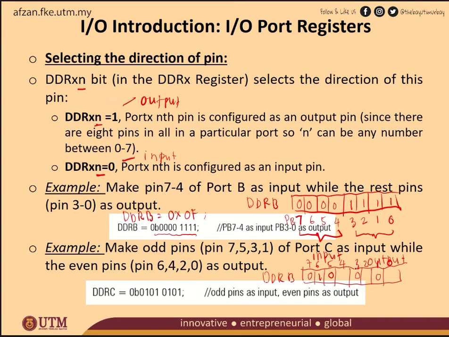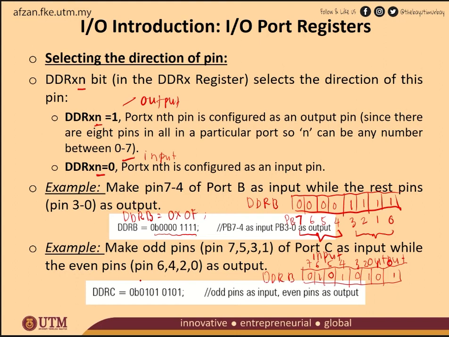So you send 1 to your bit 6, 4, 2, and 0. Now what happens is, after you write down this C program here, the odd pins you make as input, while the even pins you make as output. So this is in binary.